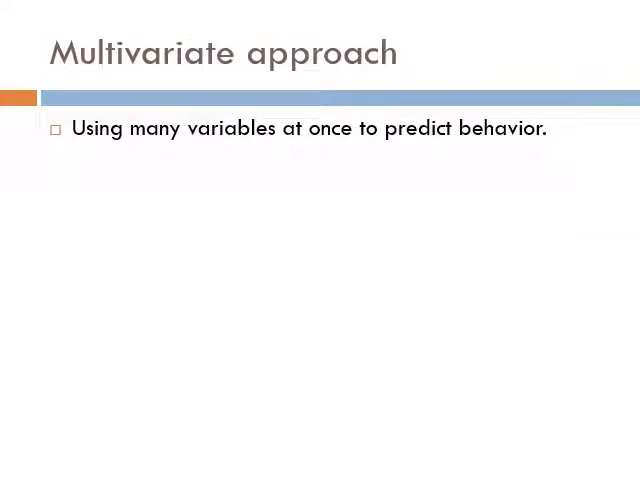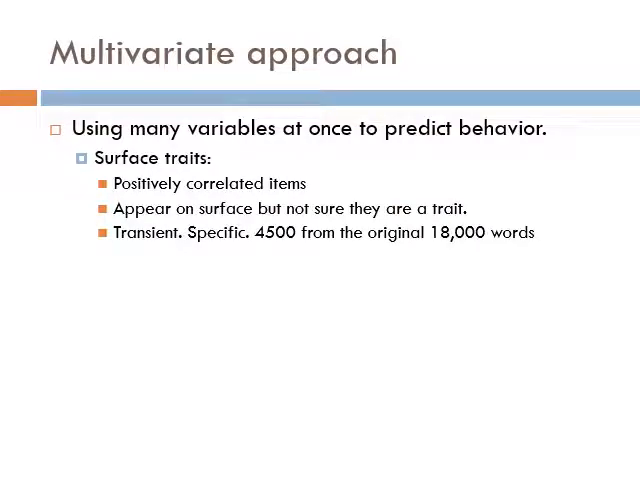He used a multivariate approach, meaning that he used many variables at once to predict behavior. So combining characteristics, not just using conscientiousness alone, but conscientiousness in combination with vigilance, in combination with some sort of attentiveness. We'll look at what they exactly are shortly. And he identified these as surface traits. These are items that correlate positively, meaning that as one aspect goes up, the other one also increases. But he's not sure they're a trait. They're maybe temporary, transient, maybe more related to states than traits.